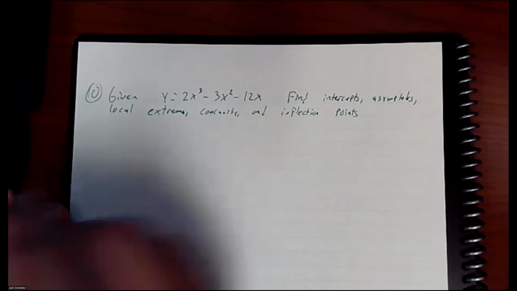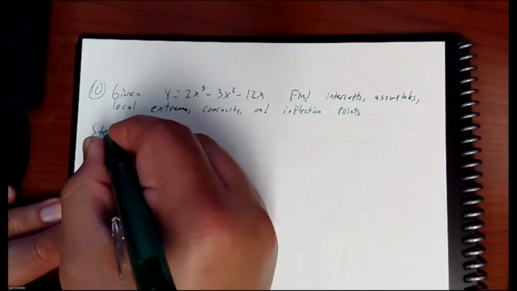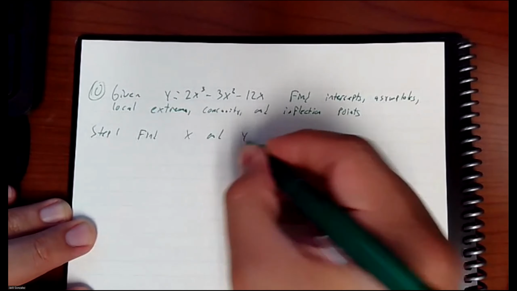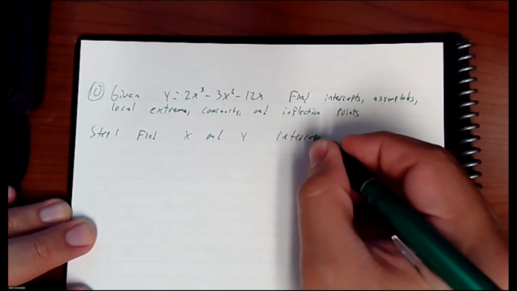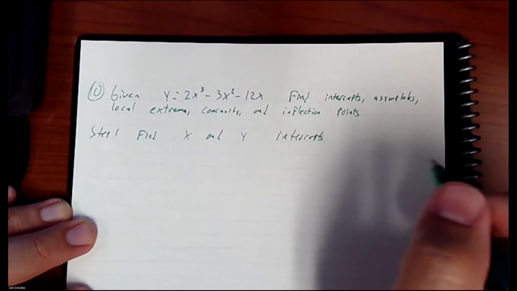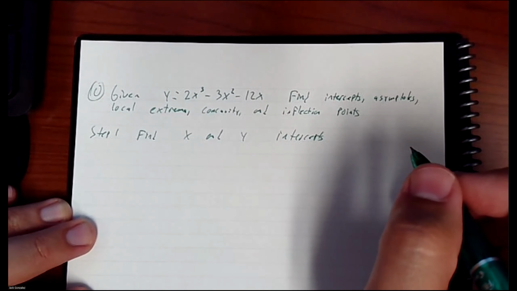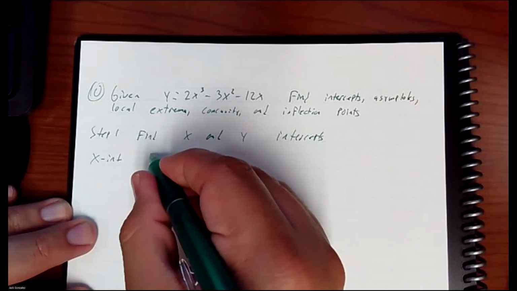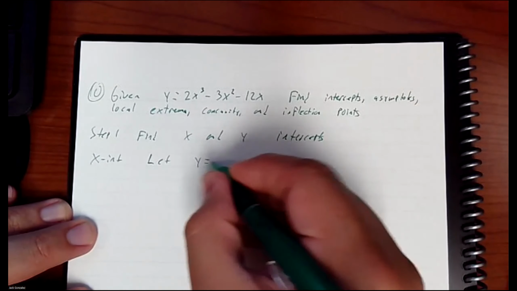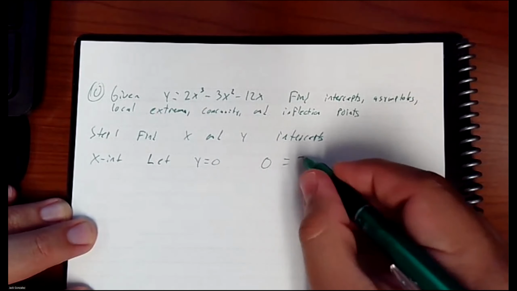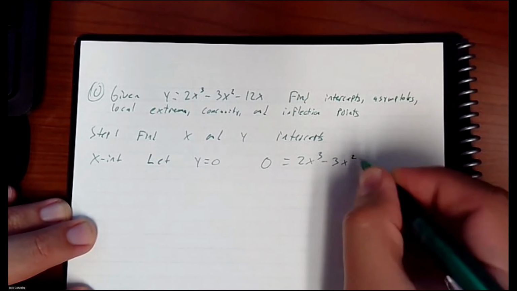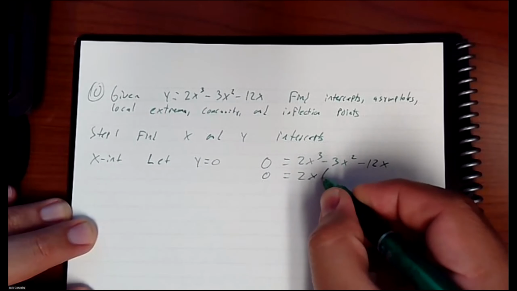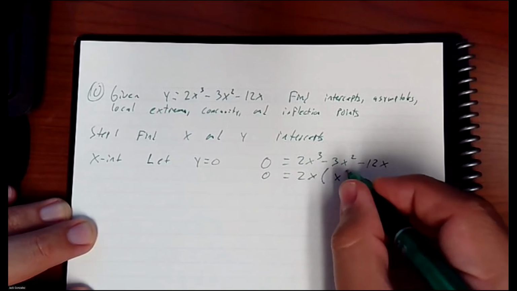Let's start with the intercepts, I guess. Find x and y intercept. So for x intercept, let y equal to 0. So we get 0 equal to 2x cubed minus 3x squared minus 12x. Factor 2x from everything. That'll get us to here.